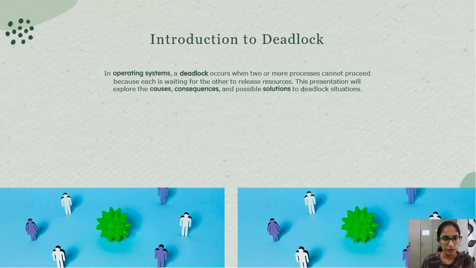Let us see the introduction of the deadlock. In an operating system, it occurs when a group of processes becomes stuck in such a way that none of them can proceed, because each process is waiting for a resource that is held by another process in the group. This situation prevents the system from progressing or completing the task. This presentation will explore the causes, consequences, and some possible solutions for the deadlock situation.